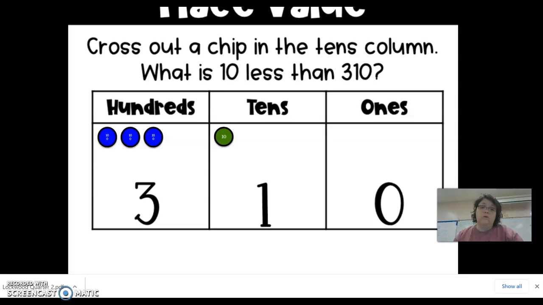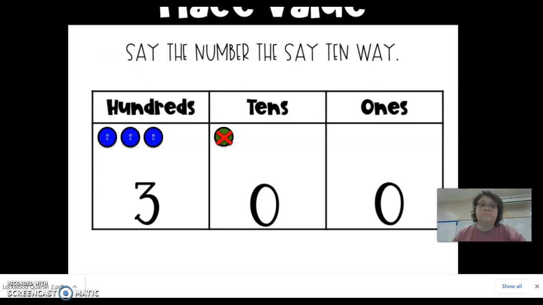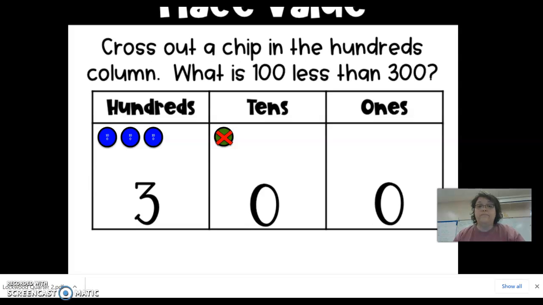Now it says, what is 10 less than 310? So I go to the tens column and it says what is 10 less? I cross off that 10. And it makes it 0 tens. There's no tens left, so put a 0 there. It's 300s, 0 tens, and 0 ones. How do you say it the say ten way? 300s. The standard way is 300.